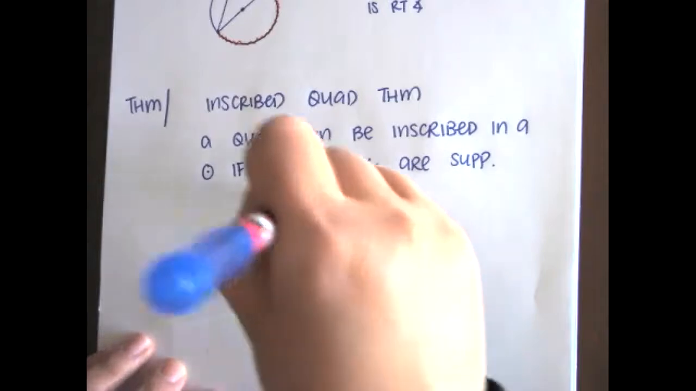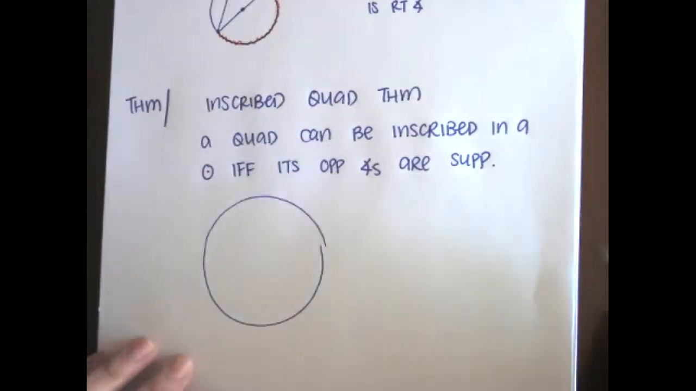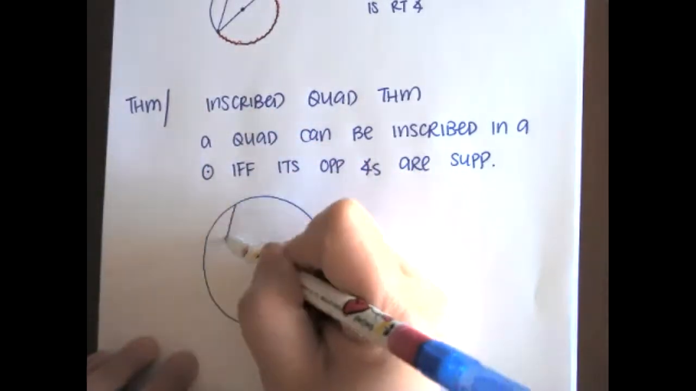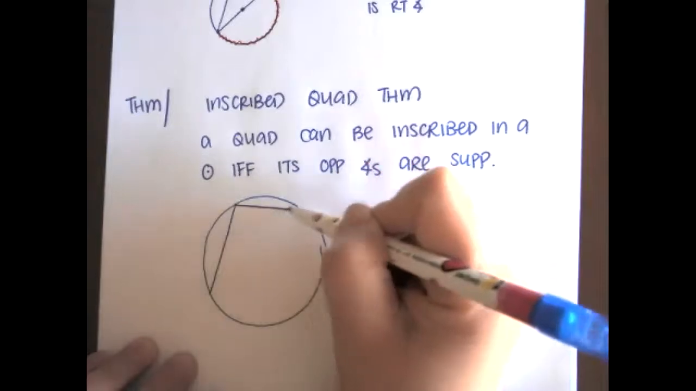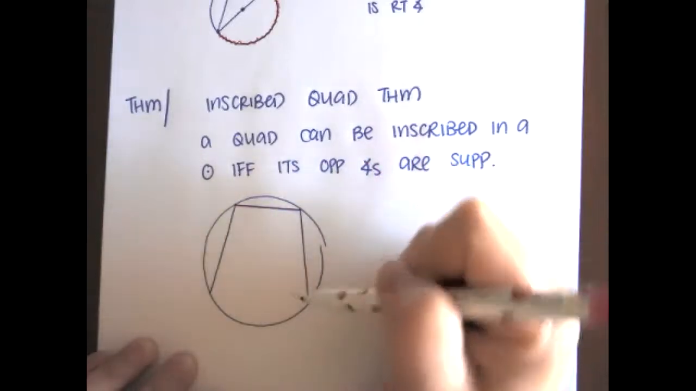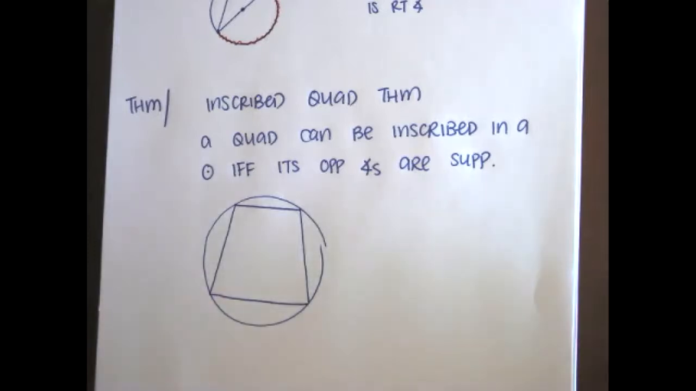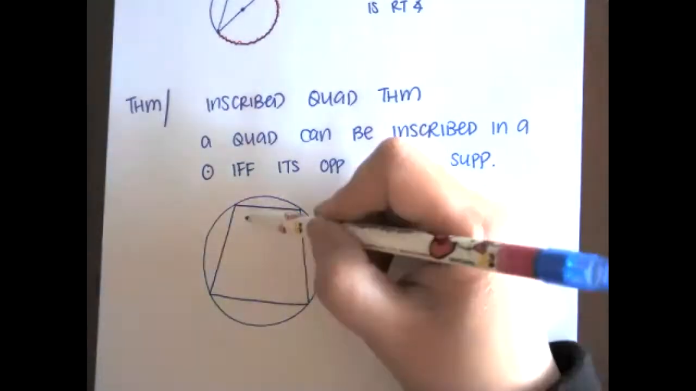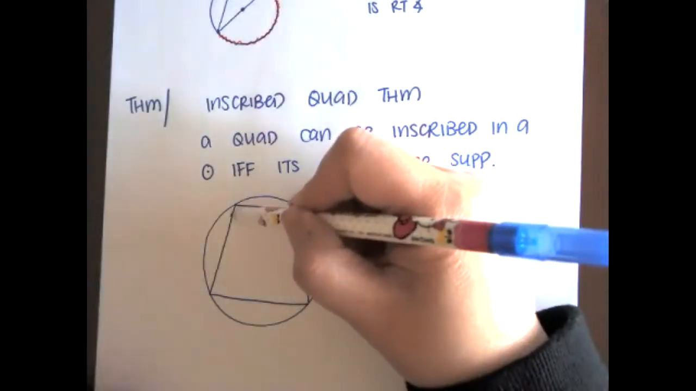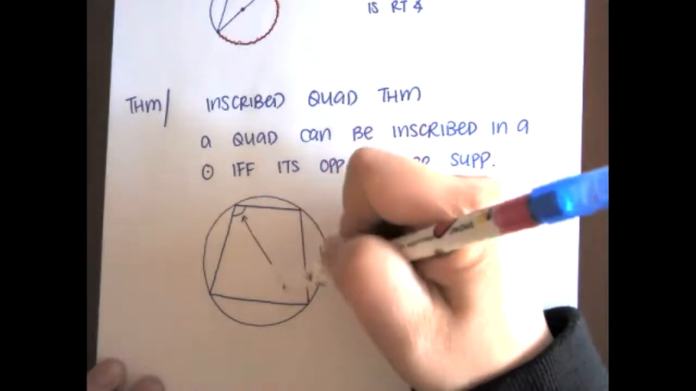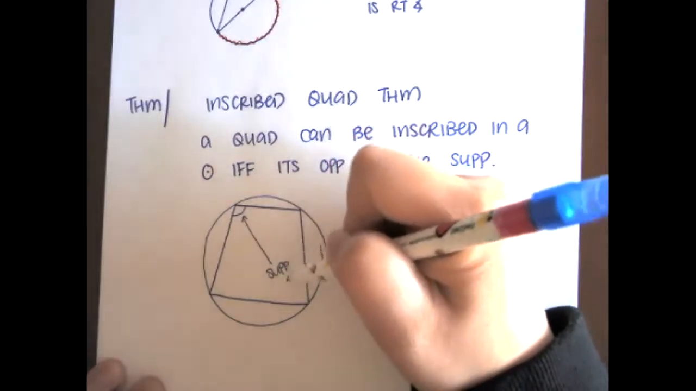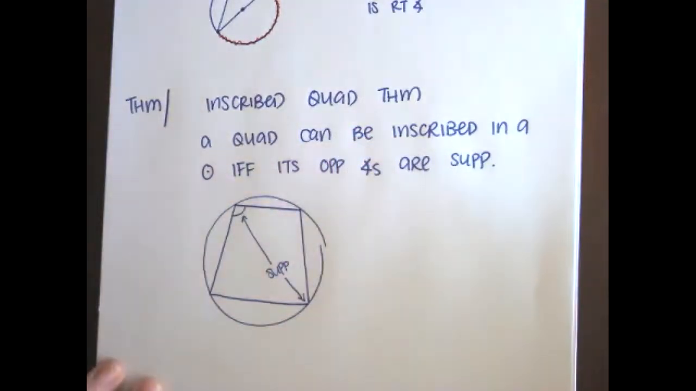So what does that mean? This means that we have a circle and a quadrilateral is inscribed here. This could only happen if the opposite angles are supplementary. So this angle is supplementary to this angle. And then the other two angles also.